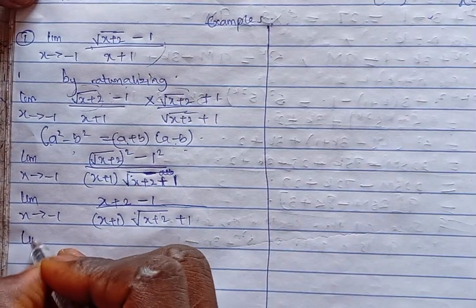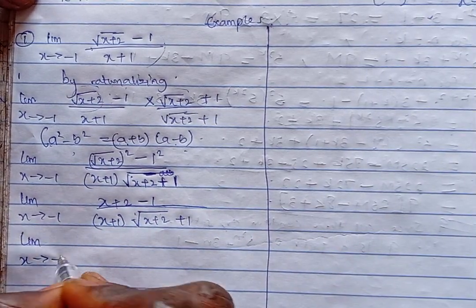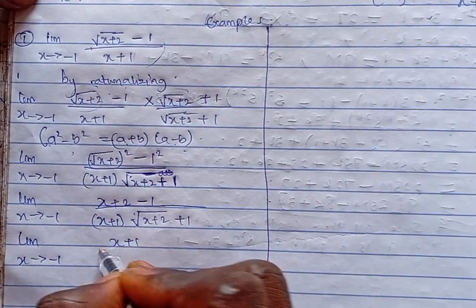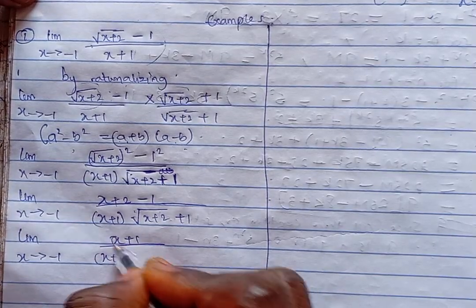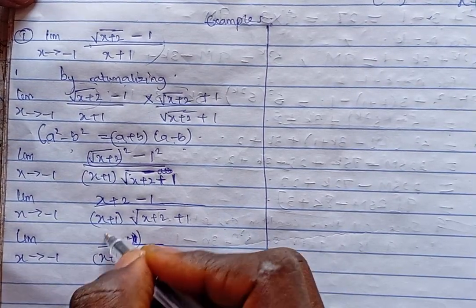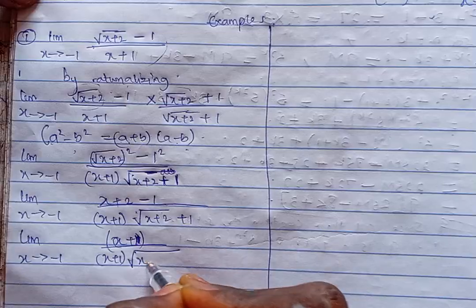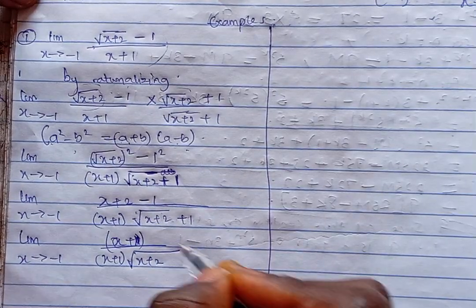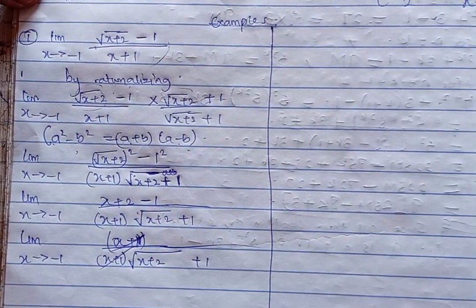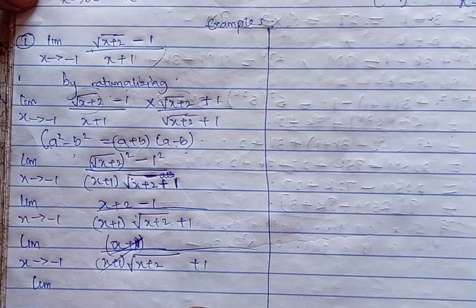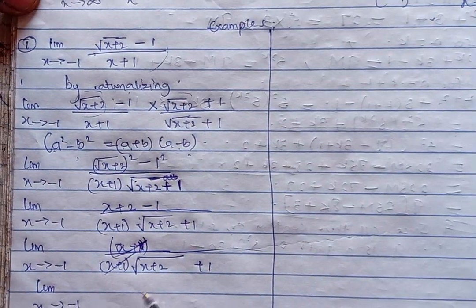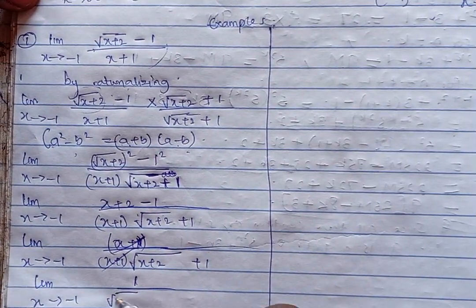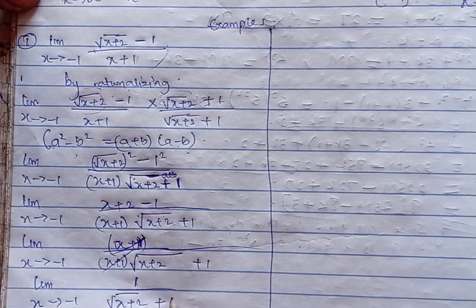Okay, you can say that the limit as x tends to -1 of x plus 1 over x plus 1 times the square root of x plus 2 plus 1, right? So this one can cancel out, and you will have the limit as x tends towards -1 of 1 over the square root of x plus 2 plus 1.